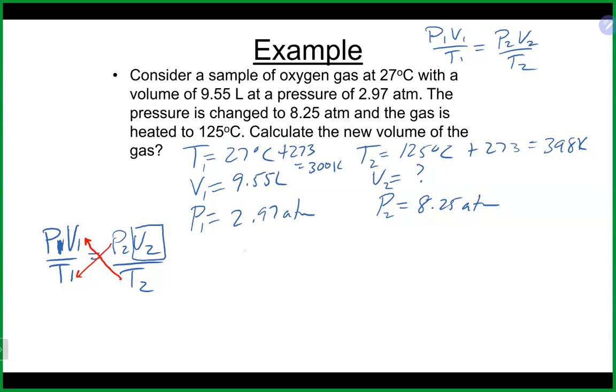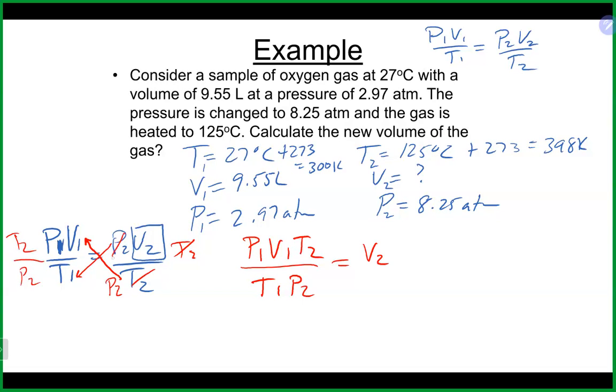When I do that, I'm just going to write it in order: P1, V1, and now my T2 ends up on top, my T1 and my P2, and that leaves me only V2 on the other side, which is on top and what I'm looking to solve for. So once again, we're multiplying the T2 to both sides so they cancel, and then we're dividing by P2 to both sides so that they cancel, is essentially what we're doing there.